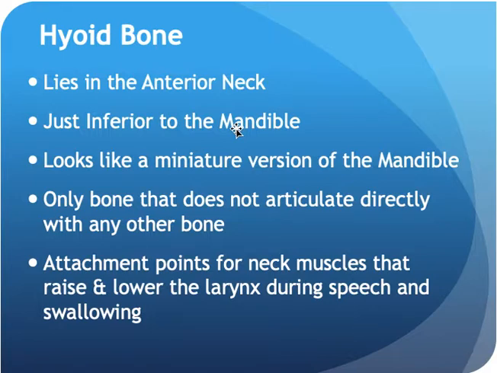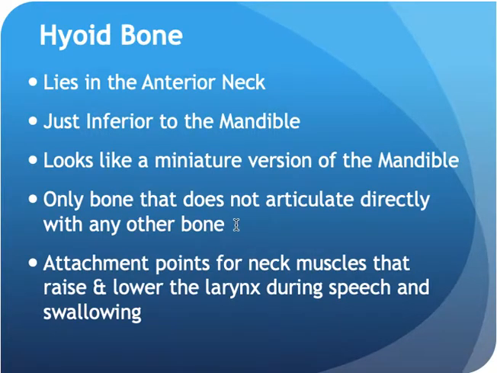This bone is going to lie anterior in the neck, just inferior to the mandible. It's going to look like a miniature version of the mandible. This is the important part: it's the only bone in the body that does not articulate directly with any other bone, so it's really not touching any other bone. Anytime you're going through any chapter and you find something that's the only one that does this, or the most common, those are the things that you want to highlight, because again, they're good multiple choice questions.